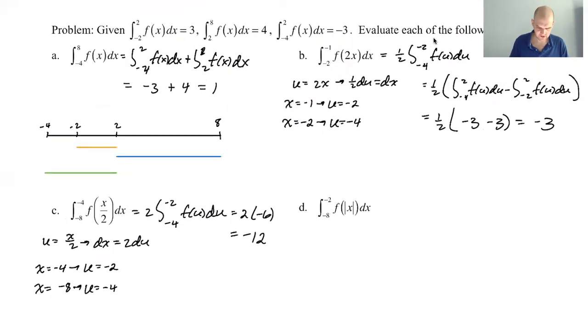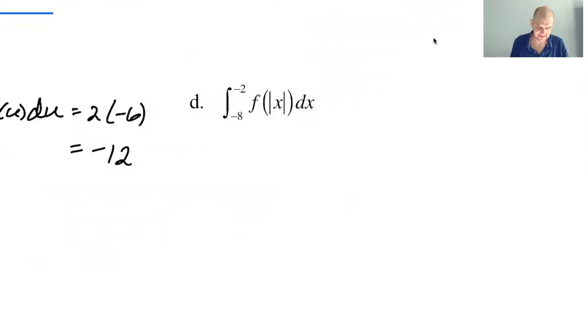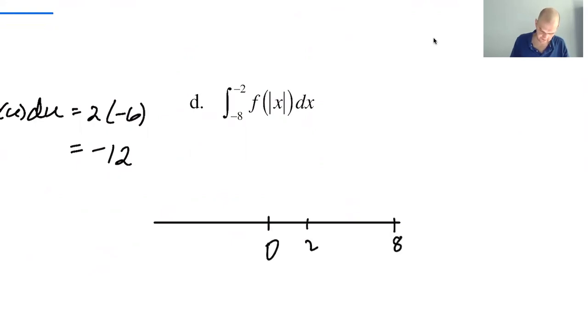Okay, so we got one more to do. -8 to -2, but it's f of the absolute value of x. So f of the absolute value of x is an even function. If I were going to draw a function, say I'm just drawing it, if this is 0, then the part from 2 to 8 has to look exactly the same as the part from -8 to -2. It's a mirror image of it. So these have to be the same.